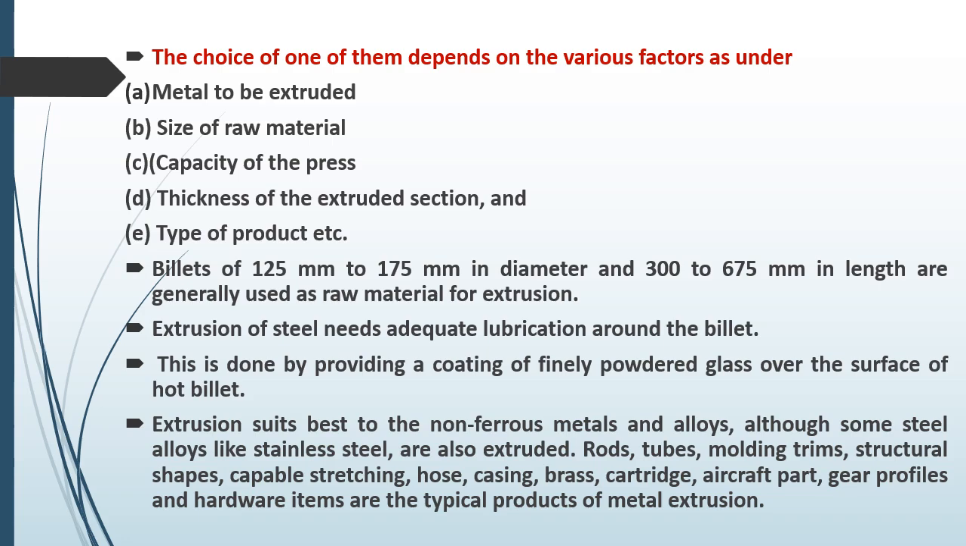Extrusion suits best for non-ferrous metals and alloys, although some alloy steels like stainless steel are also extruded. Rods, tubes, molding trims, structural shapes, capable stretching, hose casing, brass cartridge, aircraft parts, gear profiles and hardware items are the typical products of metal extrusion.